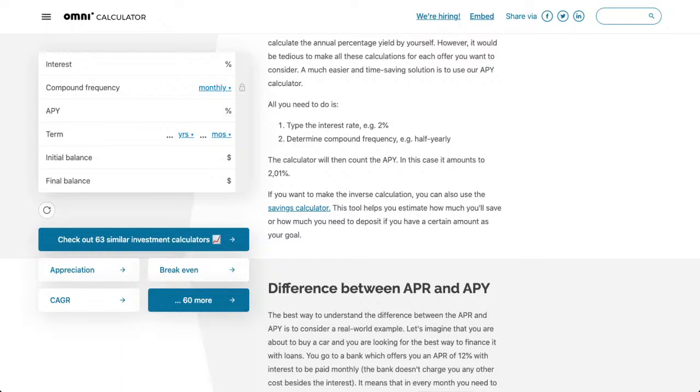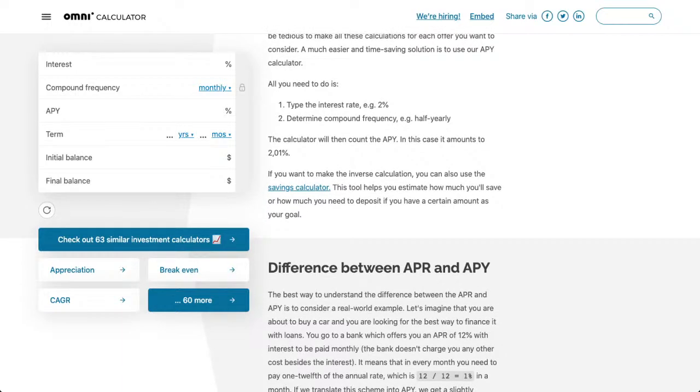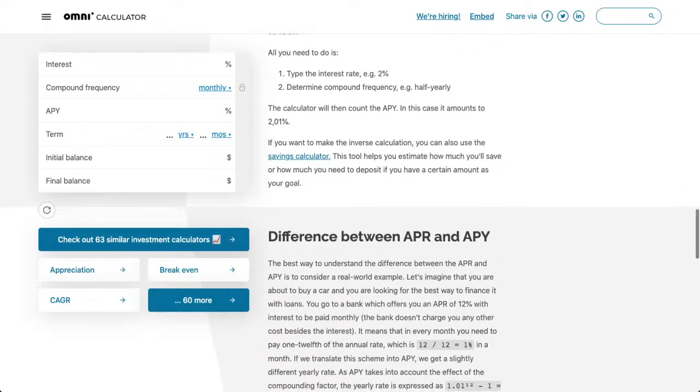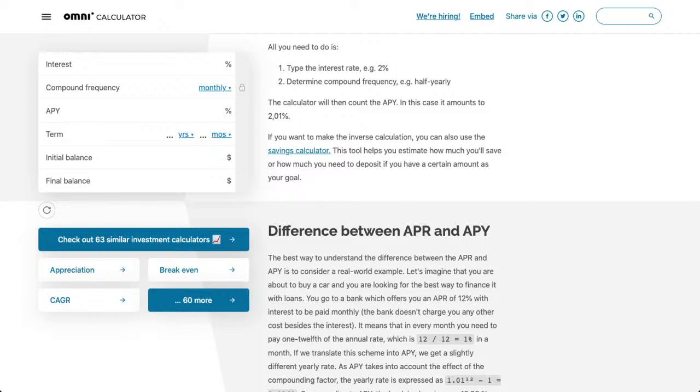So that's not bad. Compounding is super important in your returns, and Einstein said it was the 8th wonder of the world. So it's pretty neat. If you want to make the inverse calculation, you can use the savings calculator. The tool helps you to estimate how much you'll save or how much you need to deposit if you want a certain amount as your goal. So it's very goal orientated.